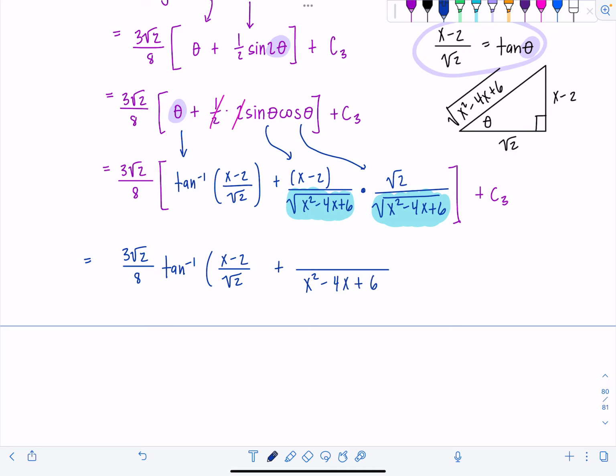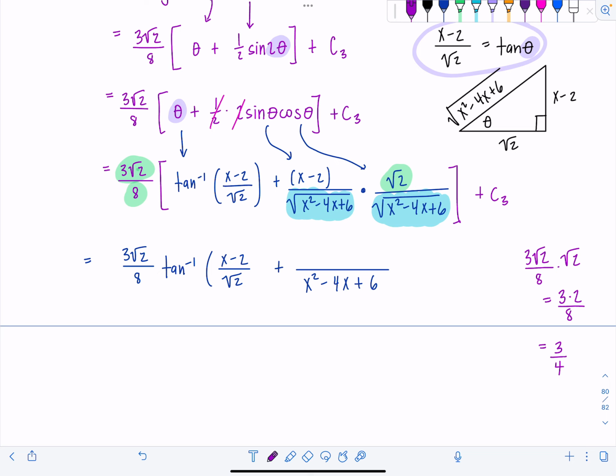And then let's look at all the coefficients. So we've got a rad 2. Don't worry about the x minus 2, okay? Don't worry about that. Rad 2 times 3 rad 2 over 8. So 3 rad 2 over 8 times rad 2, that's 3 times 2 over 8. Yes? Which is 3 over 4, okay?